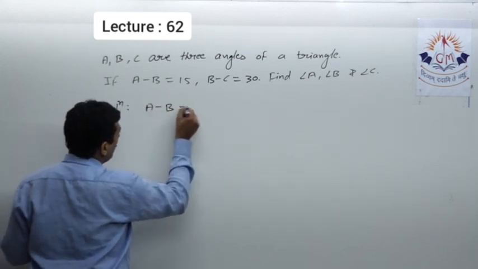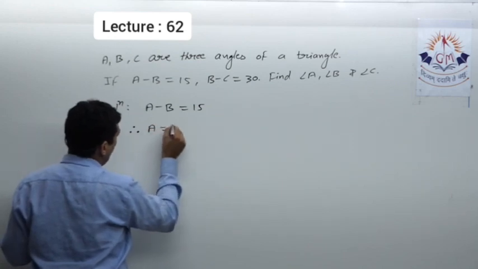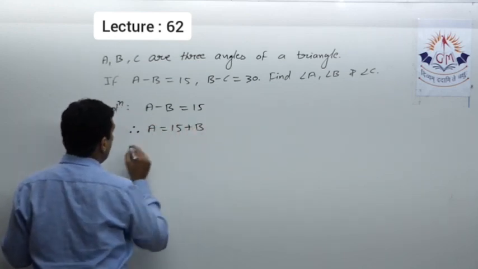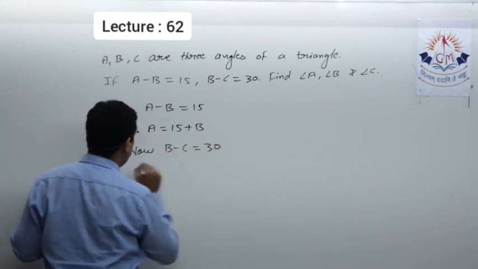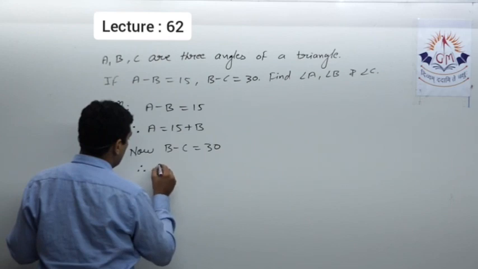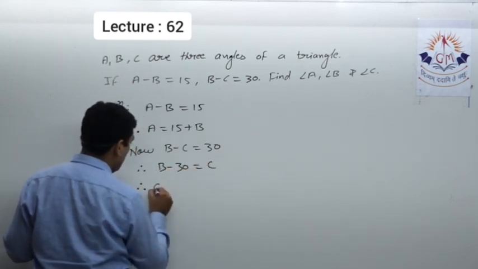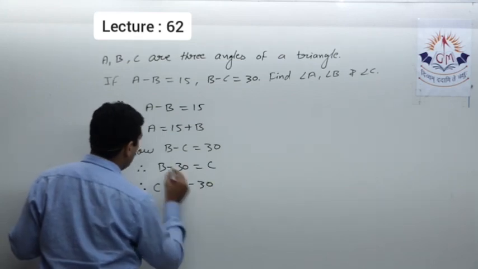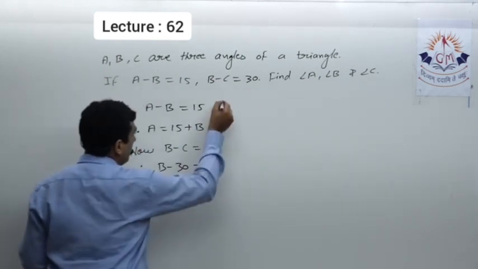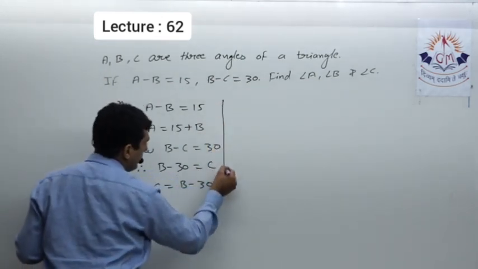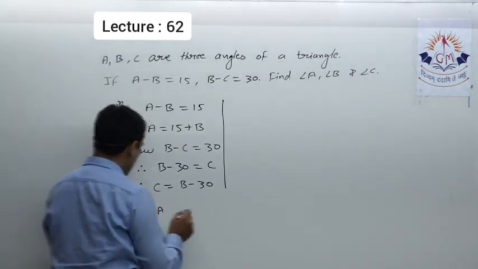See, A minus B equal to 15, therefore A is equal to 15 plus B. Now B minus C is equal to 30, therefore B minus 30 is equal to C, therefore C is equal to B minus 30. So A in terms of B, C in terms of B. Now I will come to the equation.